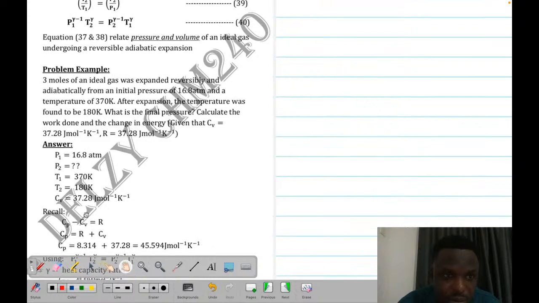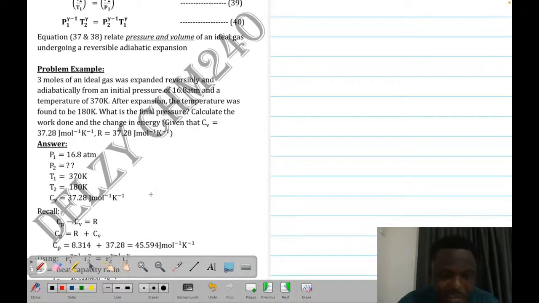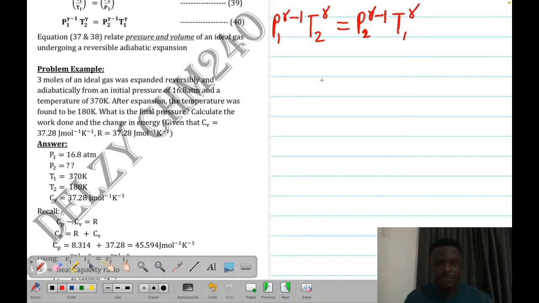I'm trying to be fast because a lot of persons are complaining of data. So let's achieve something. P1 to the gamma minus 1, T2 to the gamma equals P2 to the gamma minus 1, T1 to the gamma. Now, why are we using this particular one for that question?